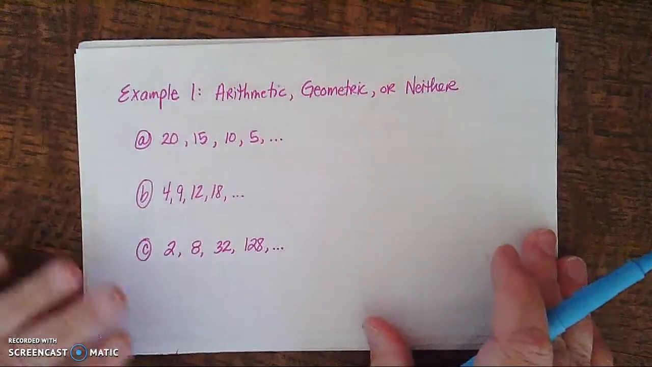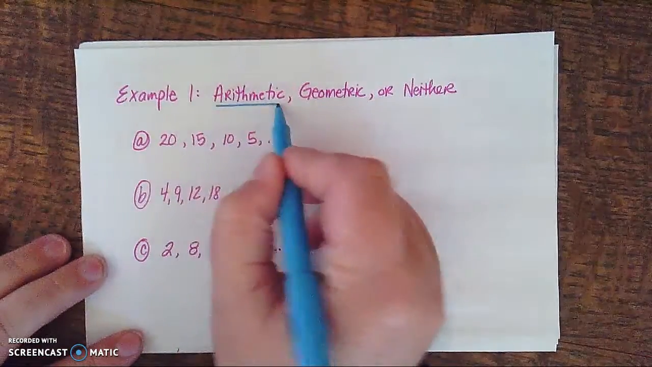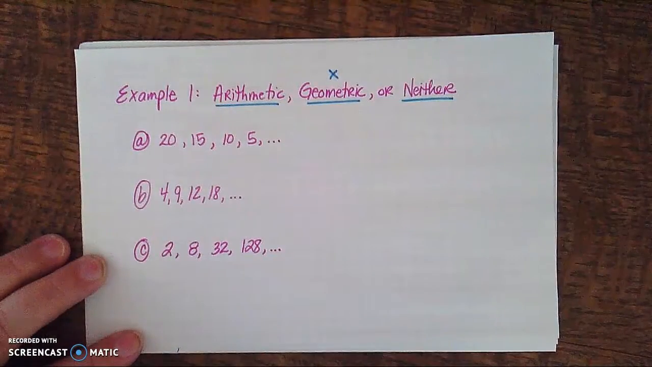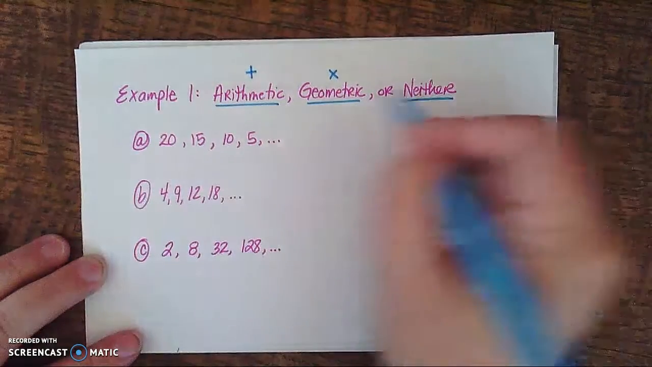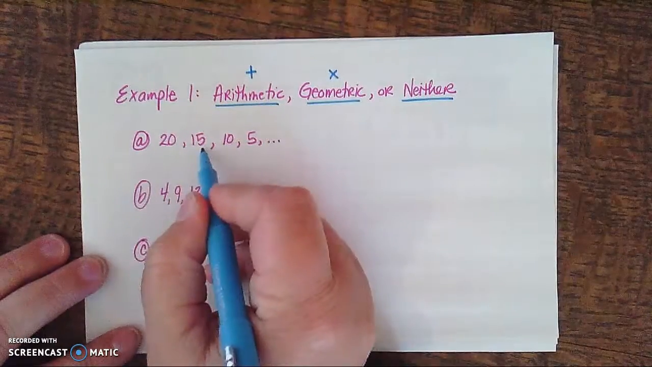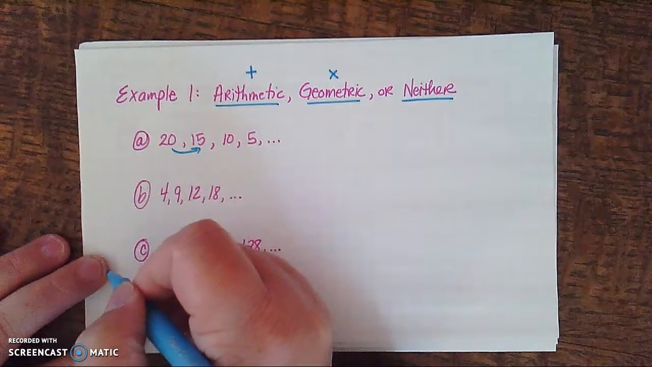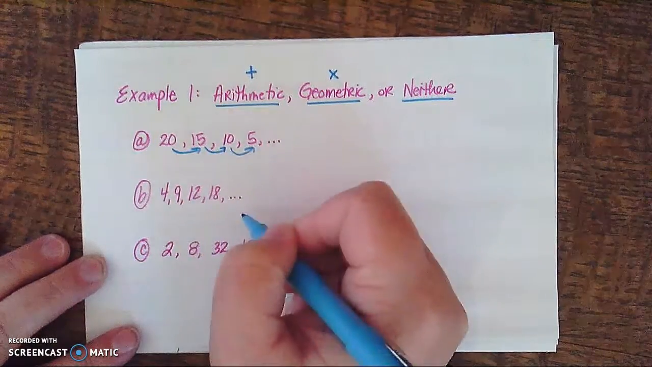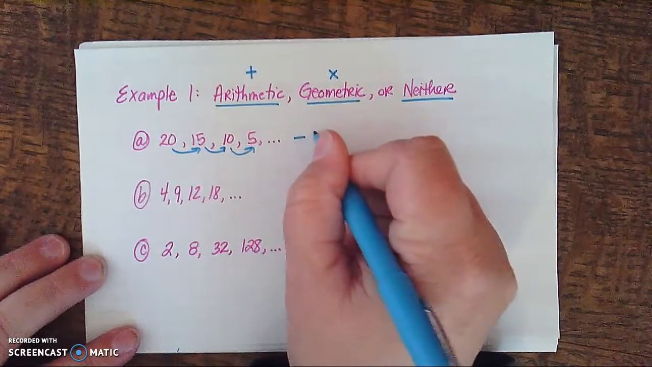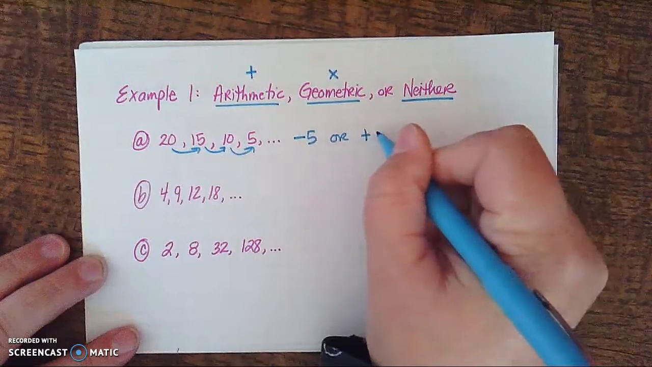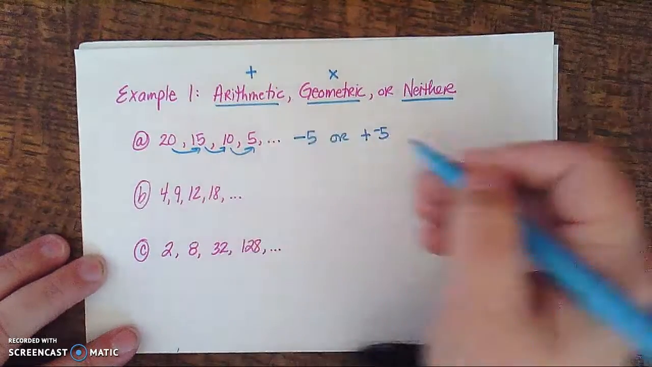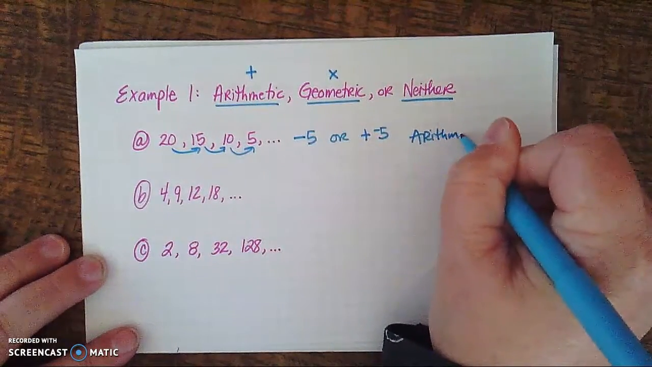So, in your assignment, they're going to ask first, is the sequence arithmetic, geometric, or neither? Geometric means you're multiplying by the same number every time. Arithmetic means you're adding the same number every time. And neither means neither. So to get from here 20 to 15, are we multiplying? 15. Looks like we are subtracting 5 or adding -5 every time. And because we're adding that same number every time, that means this one is arithmetic.